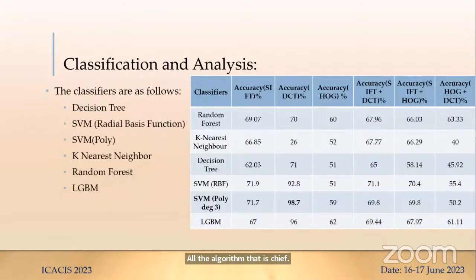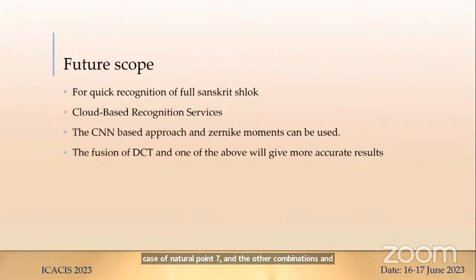For the classification purpose, we use decision tree, support vector machine with RBF and polynomial kernel with degree 2 and 3. We also use KNN, random forest, and ANN. As you can see in the table, we get the highest accuracy of 98.7 by using extracted features of discrete cosine transform and applying the support vector machine classifier with a polynomial kernel of degree 3. We can see here that DCT individually gives the accuracy of 98.7, and the other combinations and other algorithms are not as efficient as DCT.